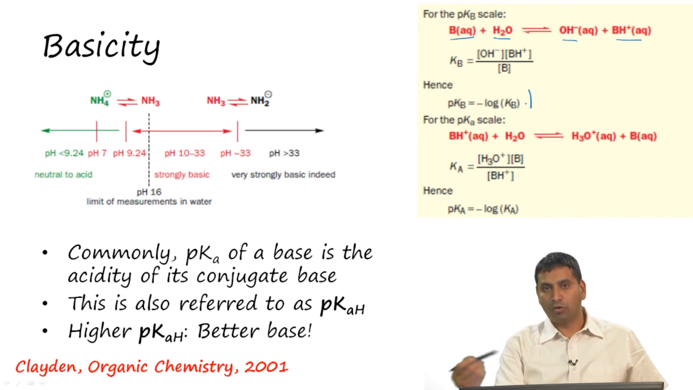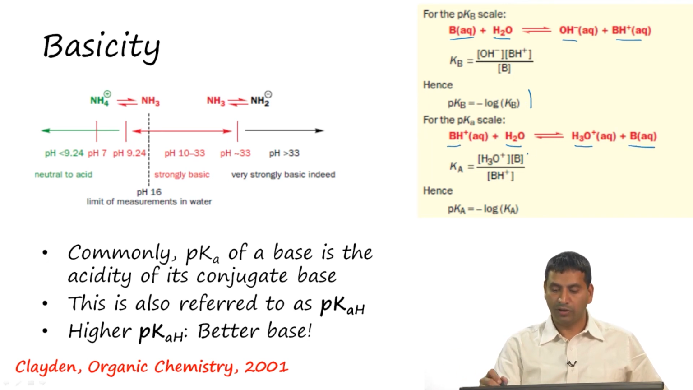Because pKa's are so commonly used, if we want to understand this in terms of pKa, since it is in equilibrium, we just have to swap the numbers. So, you can imagine this as BH plus H2O going to H3O plus B. So, here the acidity is defined in the following manner, which is H3O plus times B divided by BH plus. So, here pKa is nothing but negative of log of Ka.